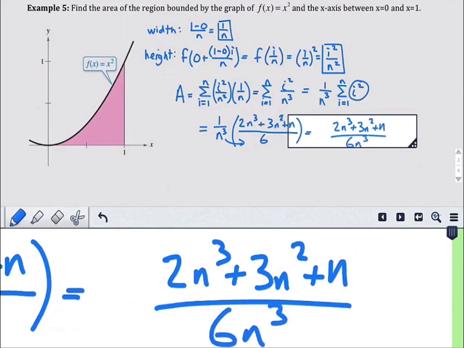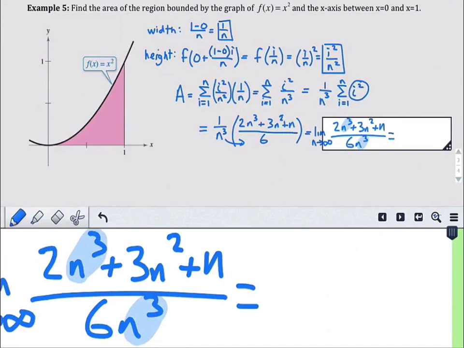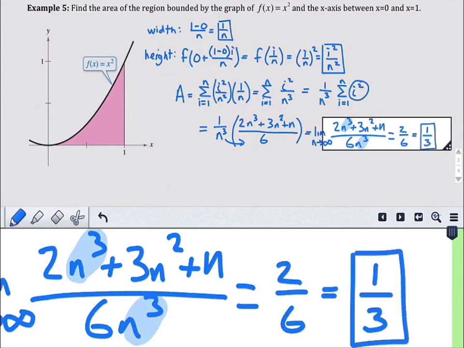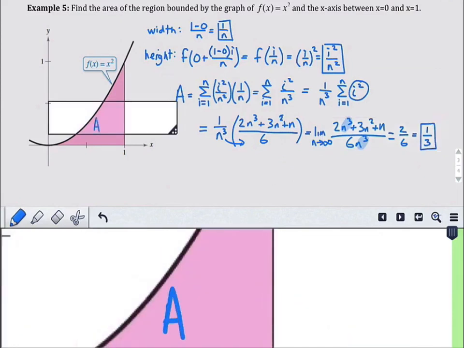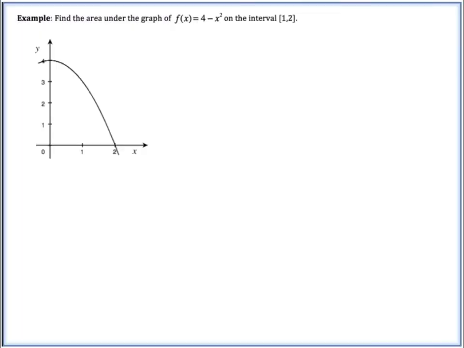Now if we want to find the area under the region, we're going to take the limit as n approaches infinity. And here you can see the exponents are the same. So we're going to divide coefficients. So we have 2 over 6, which equals 1/3. So what that's telling me is the area under this curve is equal to 1/3. So pretty powerful. It increases our ability to find the area of a bunch of different random shapes. Using our limits and our sums, we're able to find that exact area.